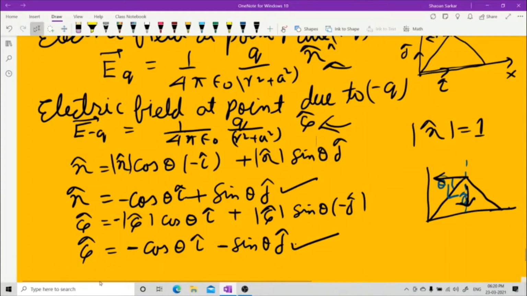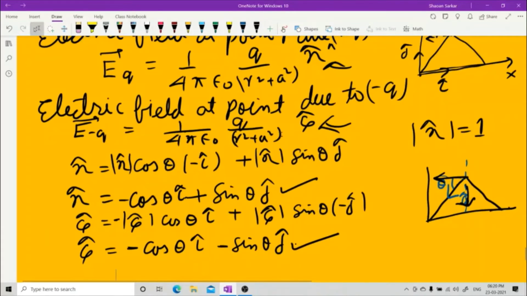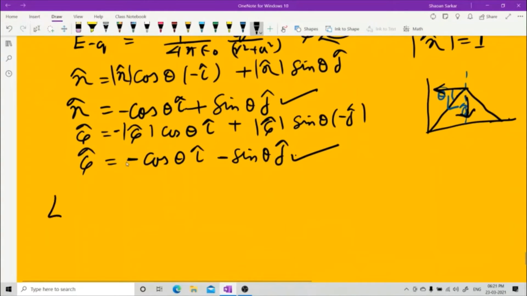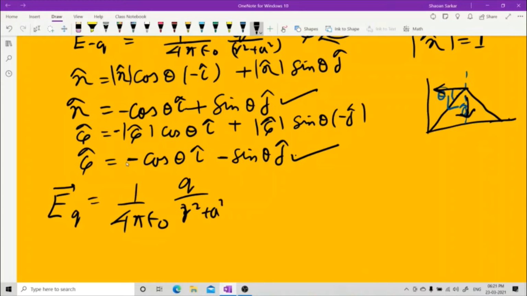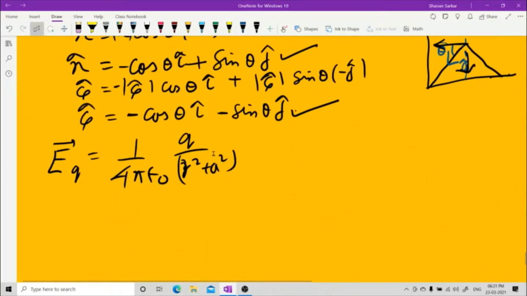Now, in the Cartesian coordinate frame i, j, this eta and this zeta are in some other frame. Now what I do is put the values of this in this equation, as I told you. Let us put the values. E due to plus Q is 1 upon 4 pi epsilon naught Q upon R square plus A square, times eta vector, which we know from here is minus cos theta i plus sine theta j.